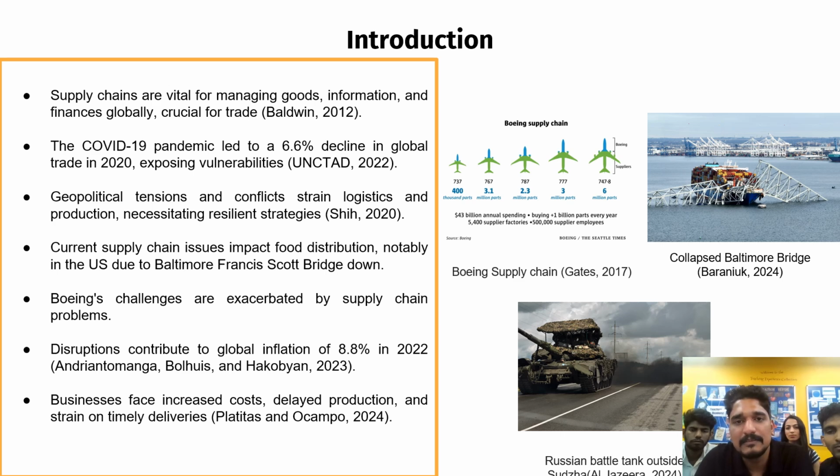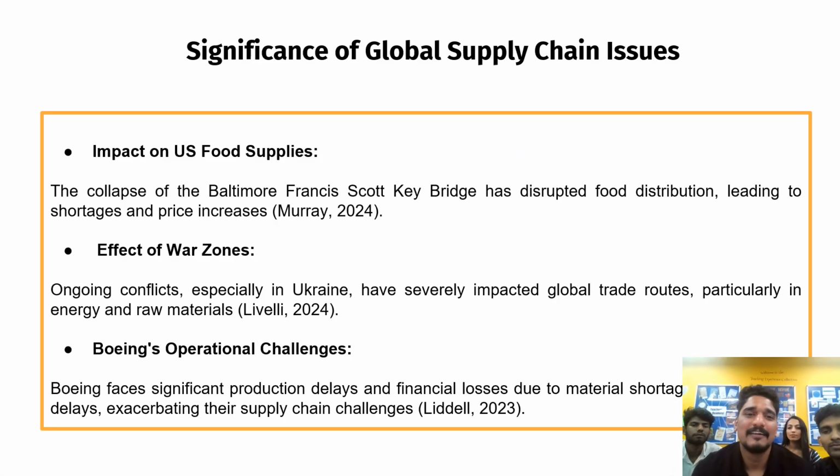Boeing is also facing significant challenges due to these supply chain disruptions, which have exacerbated existing production delays. These disruptions have contributed to global inflation, further increasing the operational cost for businesses. As a result, companies are struggling with delayed production schedules and rising costs, making it difficult to meet delivery commitments and maintain customer satisfaction. The next slide is the significance of global supply chain issues.